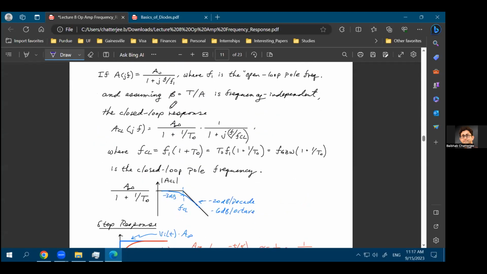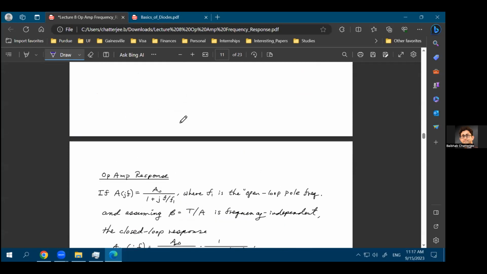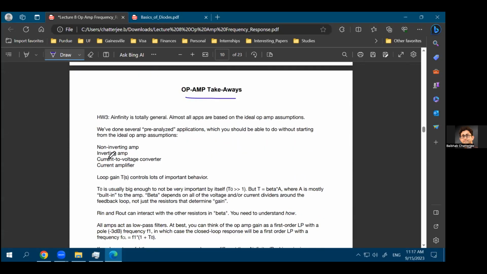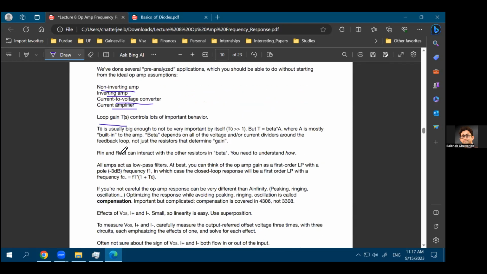Okay. So this was just whatever we have learned till now. This is the takeaway for your op-amps. We have looked into non-inverting amplifiers, inverting amplifiers, current to voltage converter, current amplifiers. We have looked into the loop gain theory. We have looked into how to find out the first order low pass pole, how to find out the closed loop gain and the closed loop bandwidth.